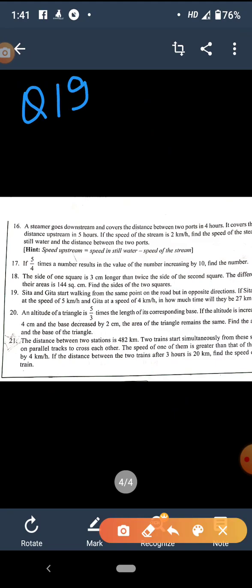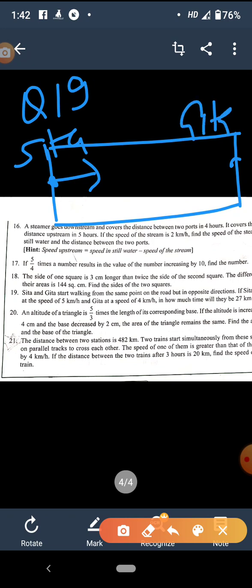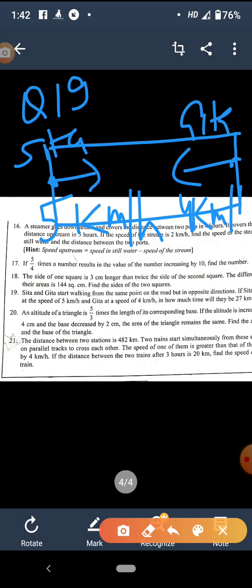19. Sita and Geeta start walking from the same point on the road. Okay, this is the road and they started from the same point on the road but in opposite directions. Suppose Sita is moving in this direction and Geeta is moving in another direction. If Sita walks at the speed of 5 km per hour and Geeta walks at the speed of 4 km per hour, in how much time will they be 27 km apart?